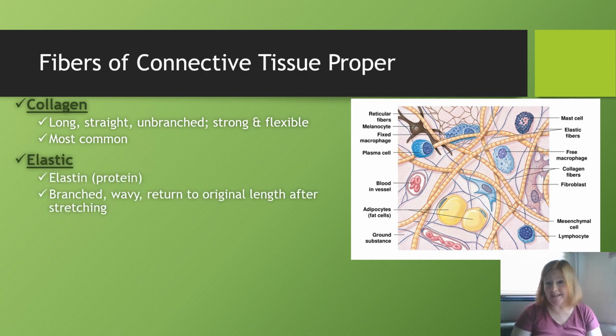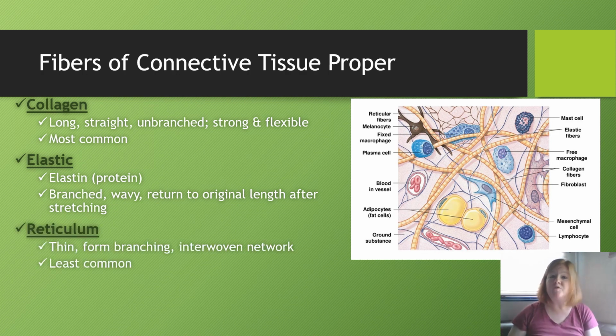Then we have elastic fibers. They're made of elastin. Again, that should make sense. They're branched and wavy, and they return to their original length after stretching, so they provide some flexibility. And then there's reticulum fibers. So they're thin, they have this branching interwoven network, and they're the least common type of fiber.